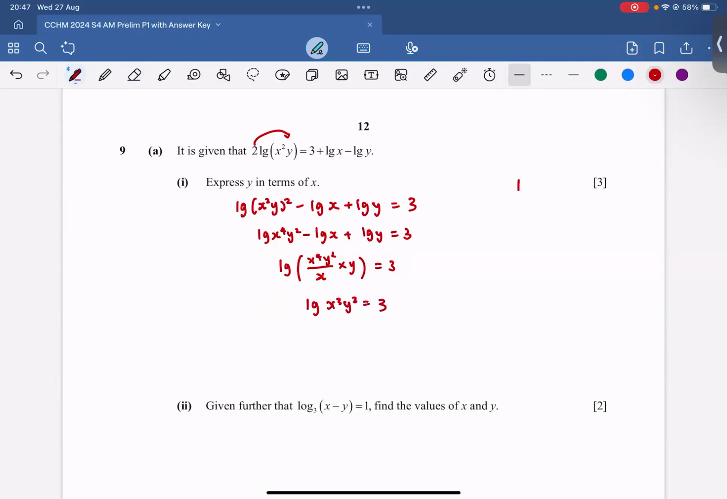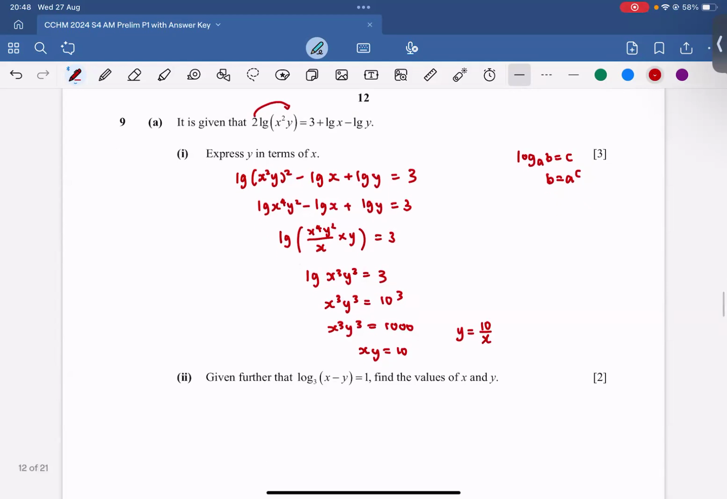And use the most important log formula: log_A B equals C, B equals A to the power C. So x cubed y cubed equals 10 to the power 3. x cubed y cubed equals 1000. Now we cube root both sides. xy equals 10. So y is just equal to 10 over x.